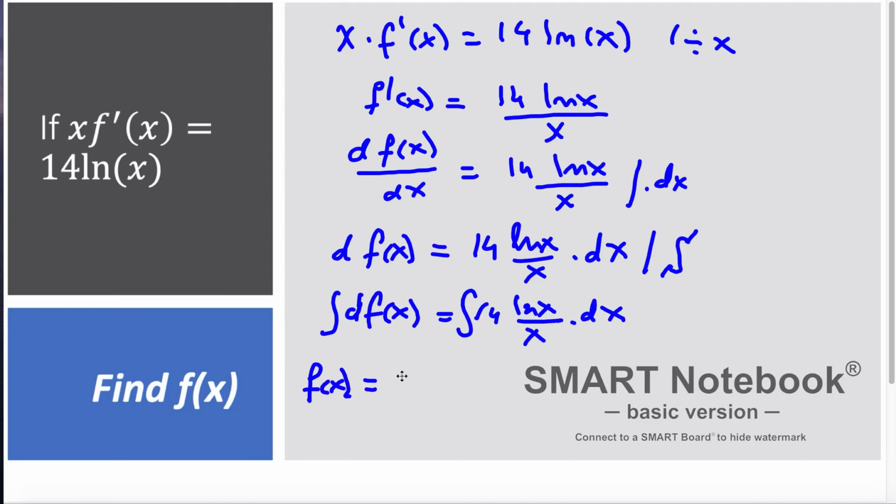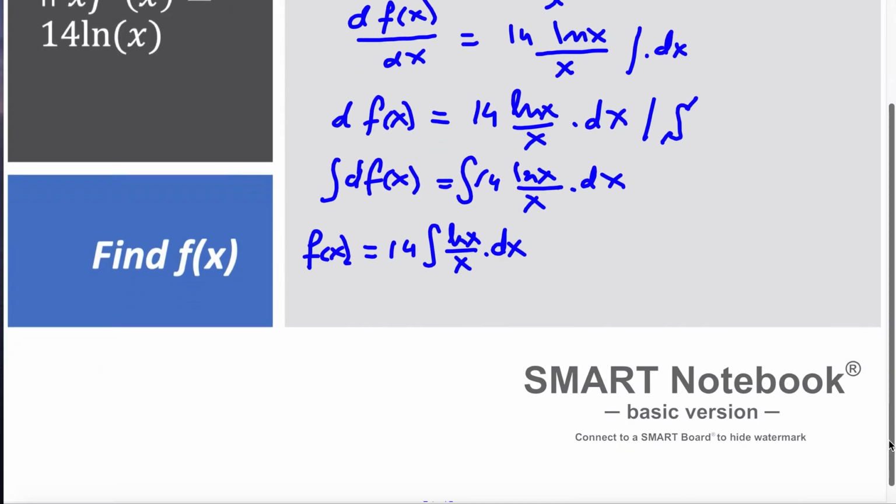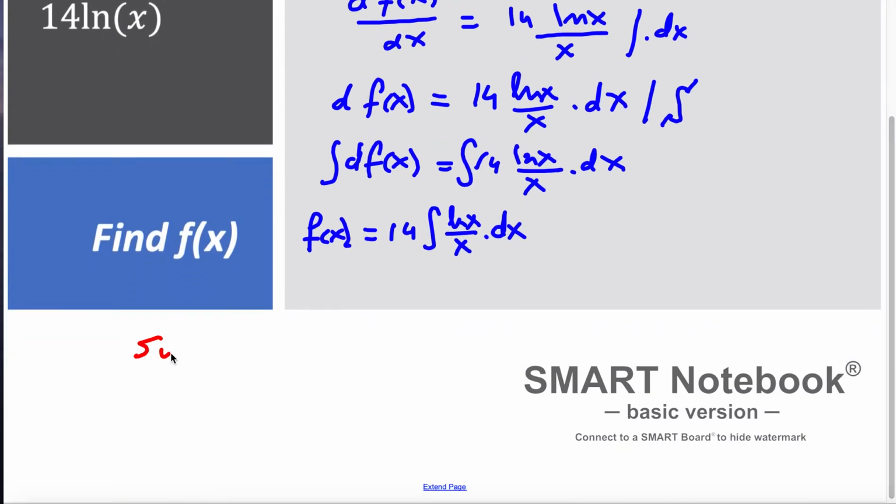And f of x is going to be equal to, so the 14 is a constant, we can put it in the front here, 14 times the integral of ln x divided by x times dx. If we are substituting here, ln x is equal to, let's say, a constant u. If we take the derivative of the whole thing here, we get dx over x is equal to du.